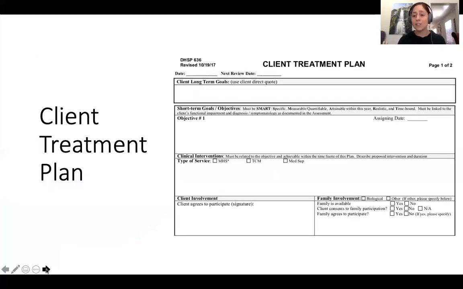Okay, so what is this treatment plan? I provided you here with a screenshot of the client treatment plan that's used at DMH contracted sites. And this is what you'll be expected to use when you create your mock client treatment plan. And I'm going to walk you through each of these sections here.